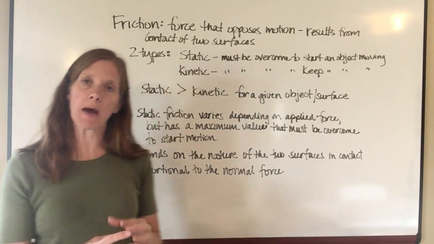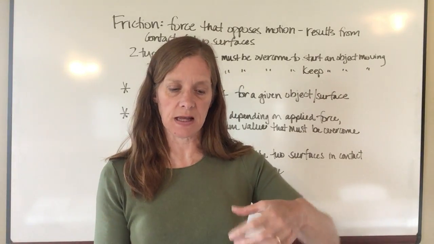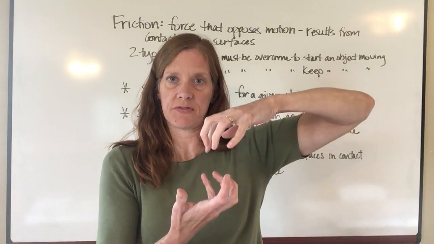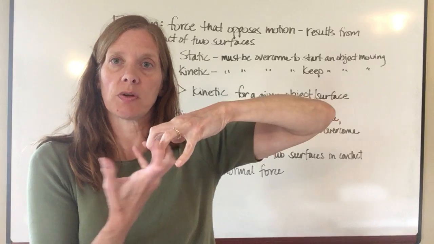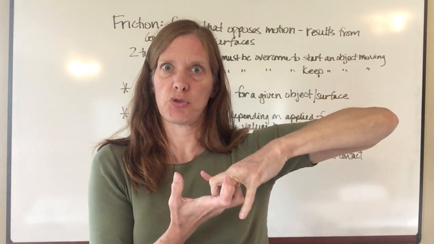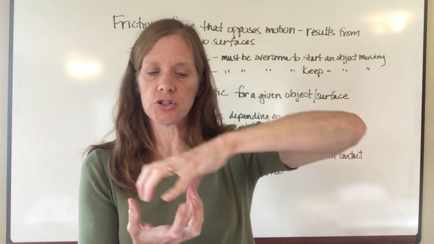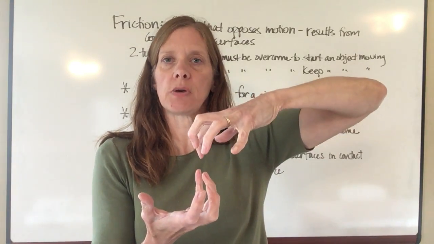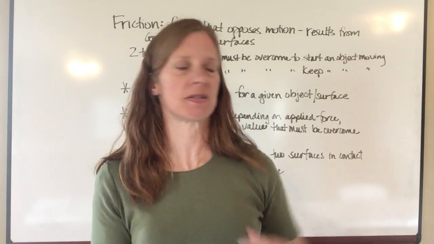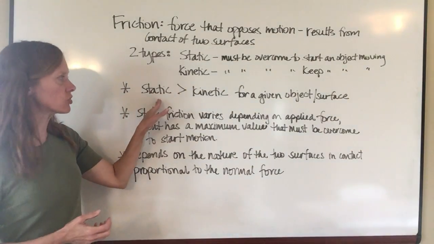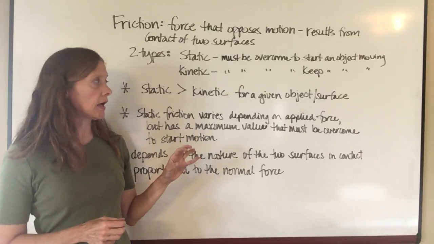And again, if we think about that at the atomic level, it makes sense, because if an object is just sitting there, then the molecules have time to nestle into each other. They're attracted to each other, so they have time to sort of nestle into each other and really get firmly entrenched. Whereas once an object has started to move, they're still catching on each other, but they don't have time to really settle down and get caught really good, I guess you could say. So static friction is always going to be greater than kinetic friction for a given object and the surface on which it is sitting.